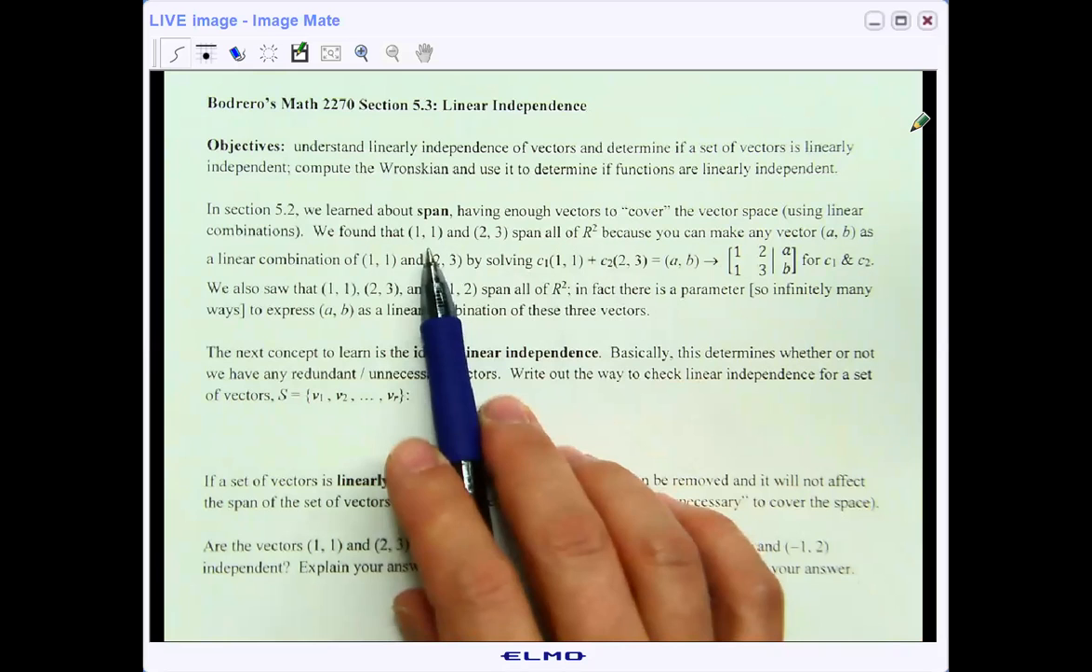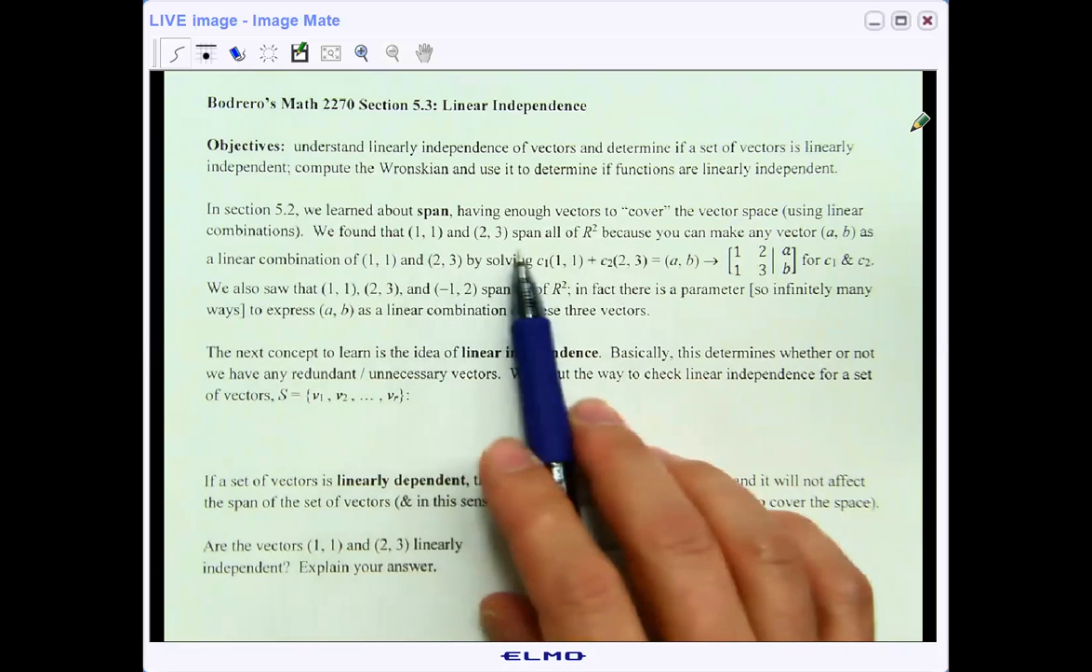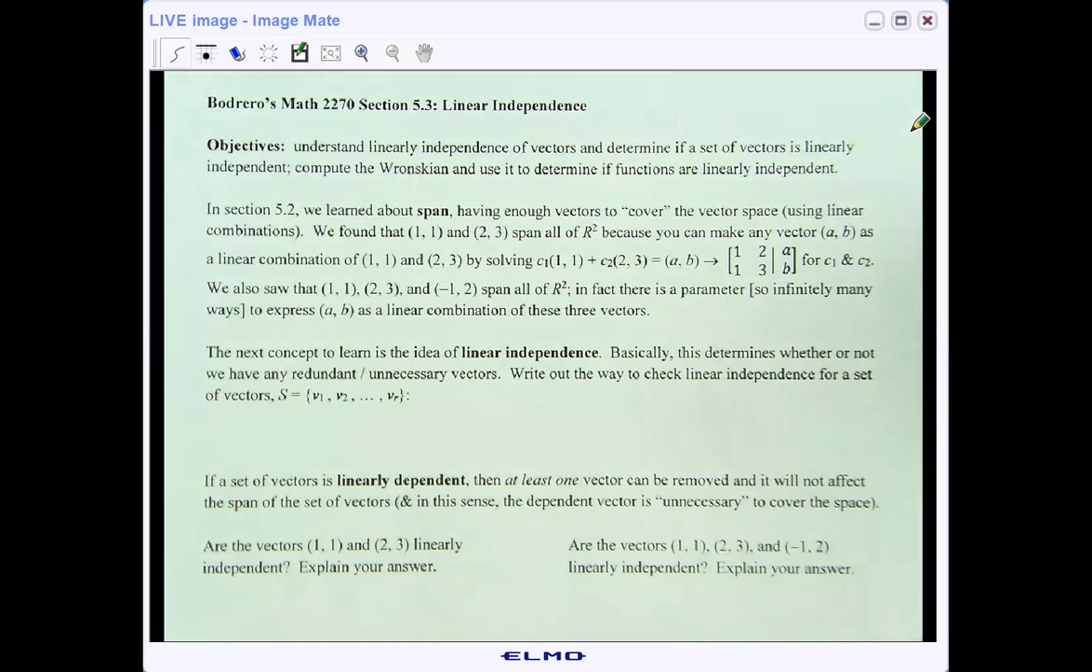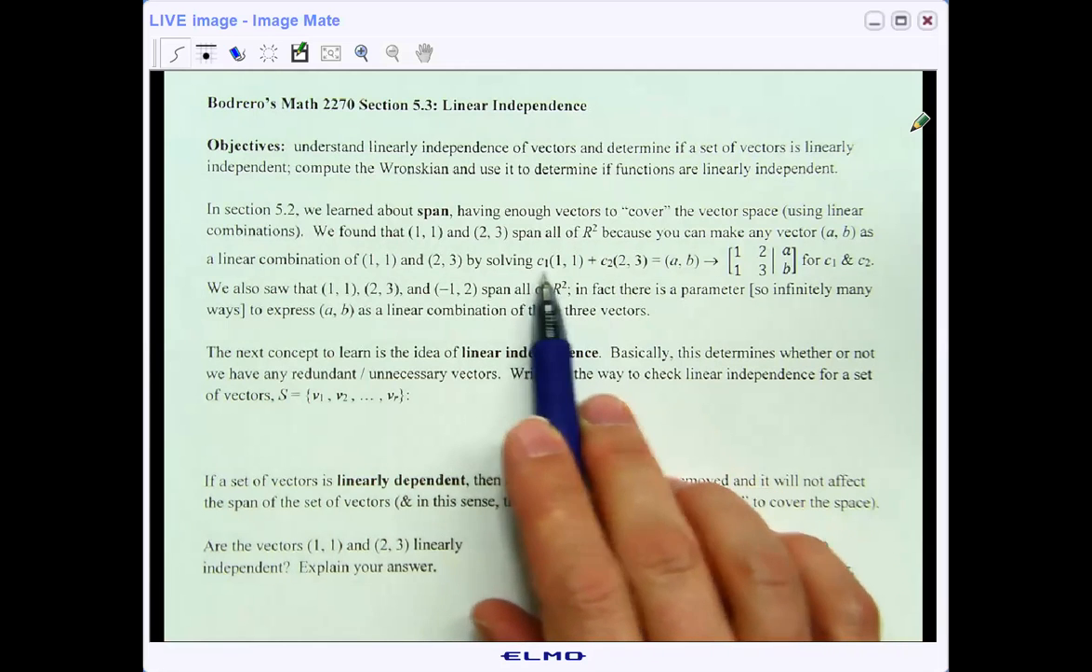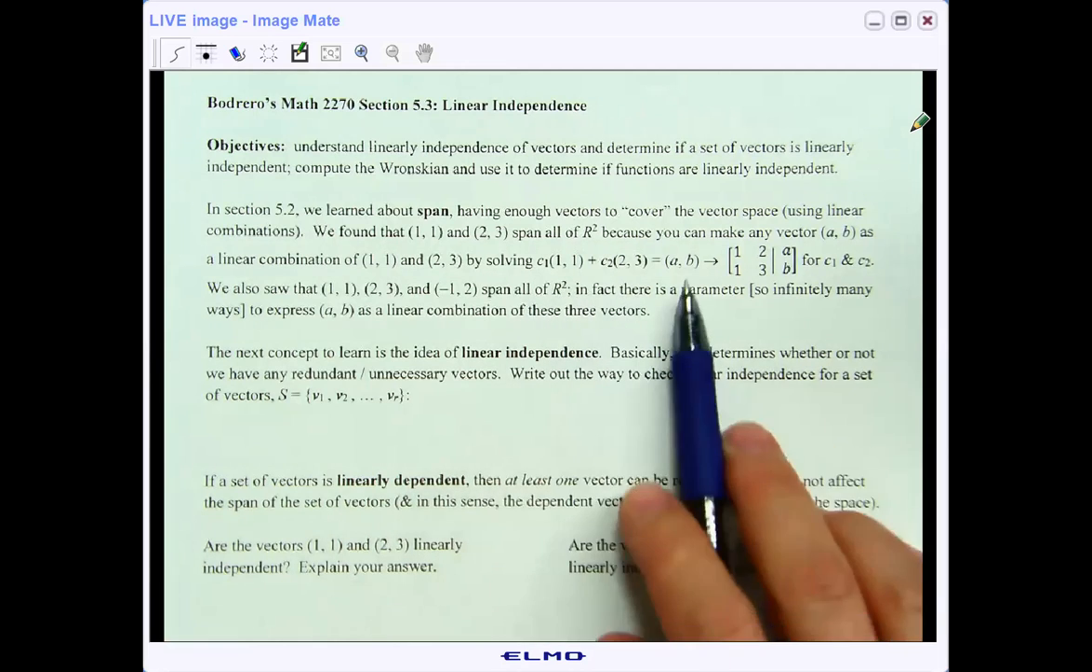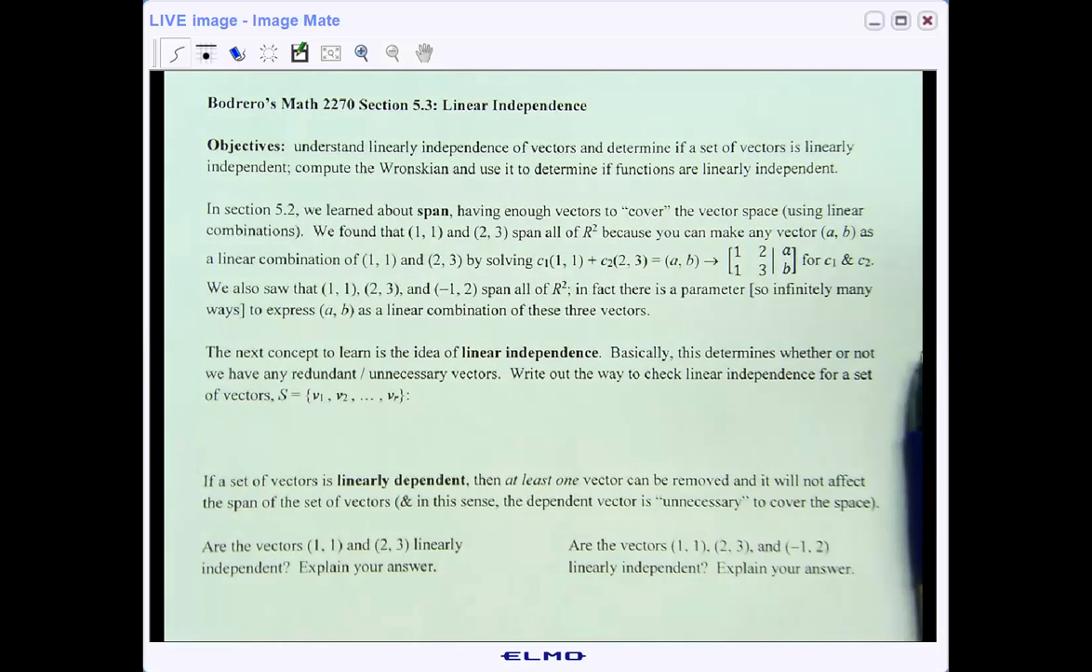We found out that the vectors (1, 1) and (2, 3) do span all of R2, because you can make any vector (a, b) as a linear combination of those two vectors. By adjusting coefficient 1 and coefficient 2, you can get any vector you want. In fact, let me show you that in a GeoGebra screen here.